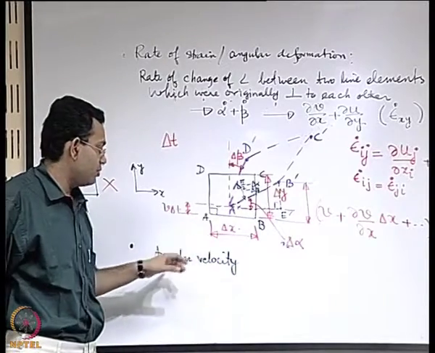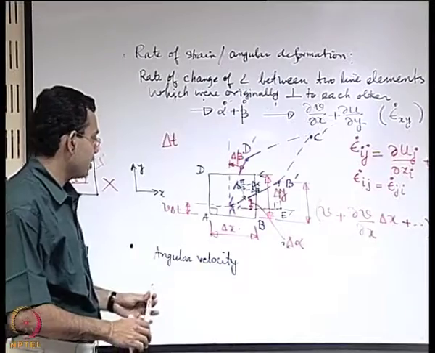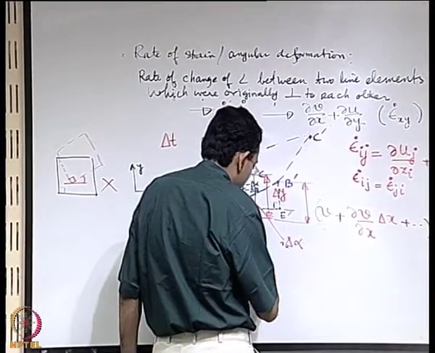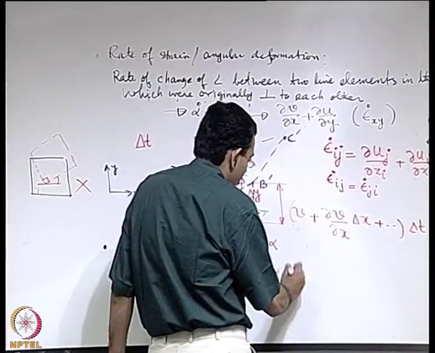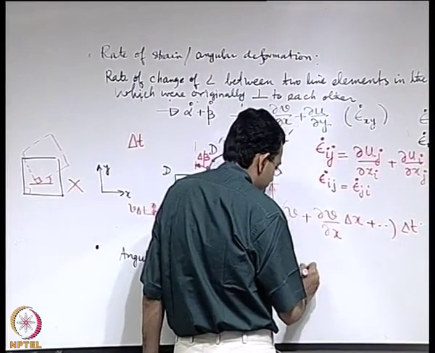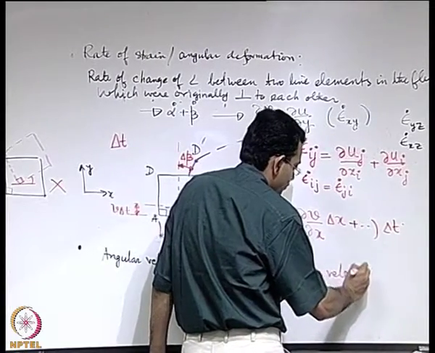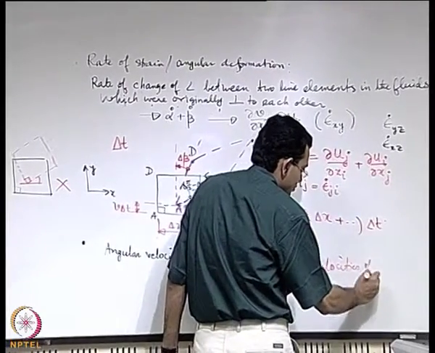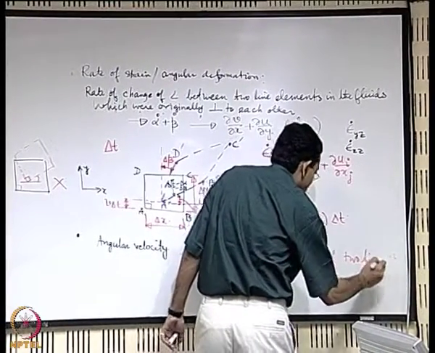So when we say that, we may define the angular velocity in this way, that it may be thought of as the arithmetic average or arithmetic mean of the angular velocities of two line elements which were originally perpendicular to each other.